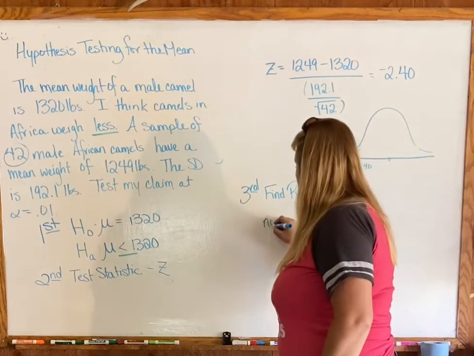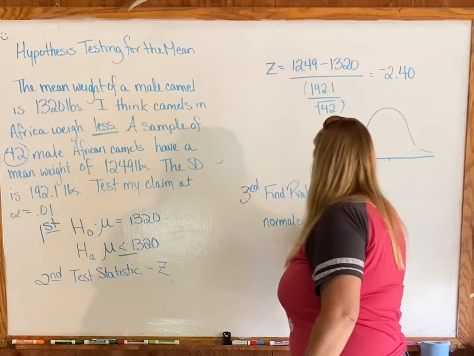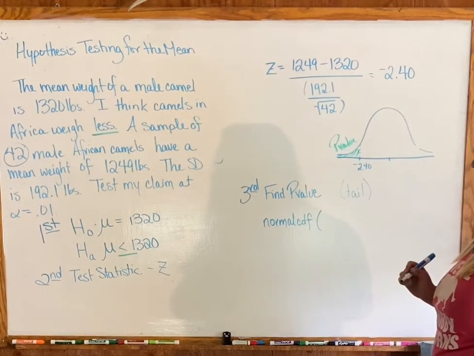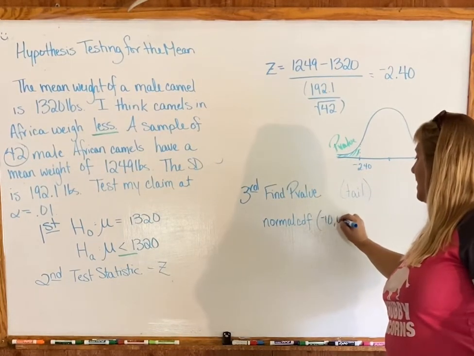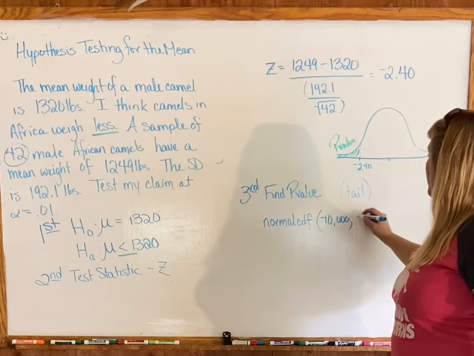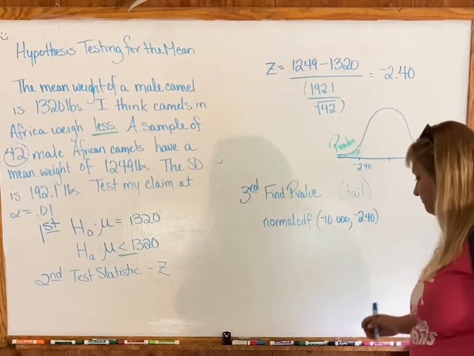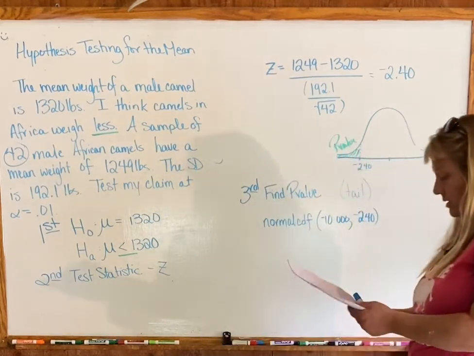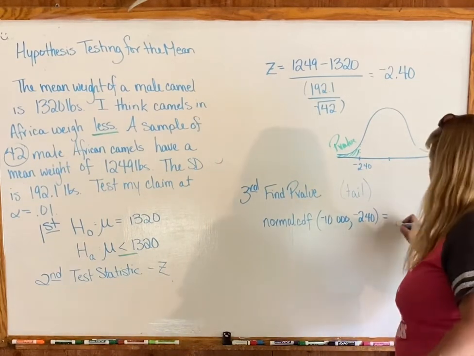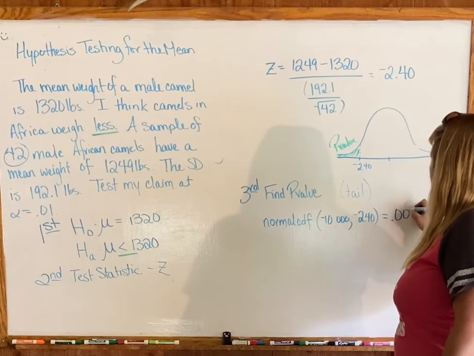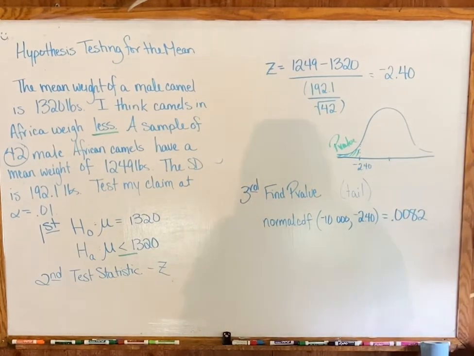So can we go normal, excuse me, CDF, and then bottom boundary would be negative 10,000 on this guy, to the upper boundary of negative 2.40. And hopefully you got what I got. So take a second, stick that in the old calculator. Hopefully you got 0.0082.